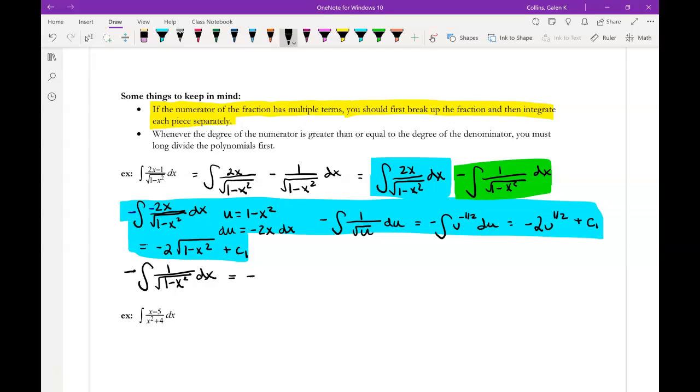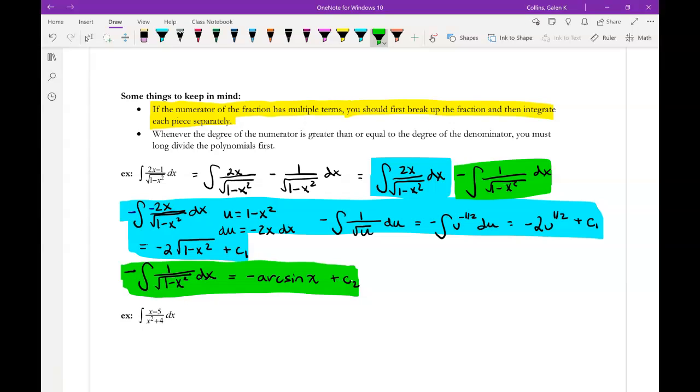So this just becomes negative arcsine of x. And again, we would say plus C, but I'm just going to say C sub 2. And again, all that really means is that it's a different constant, like we're not referring to the same constant of integration. But it's not really going to matter because when we put these two together, we're just going to have a single C.